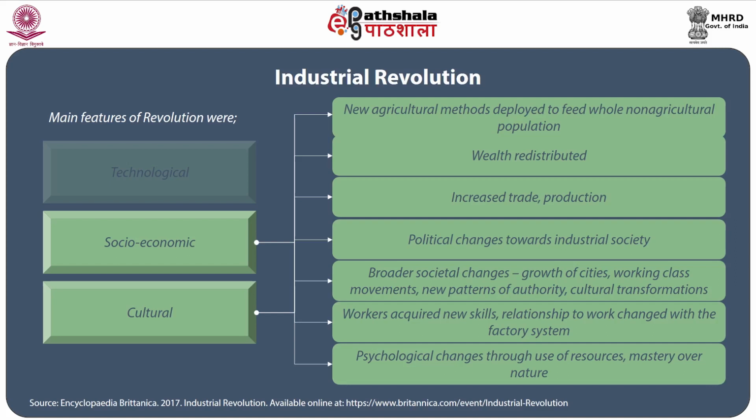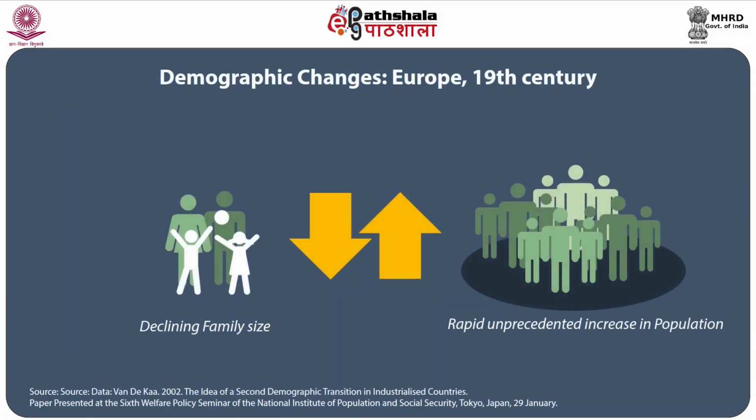Workers acquired new skills and their relationship to work also changed as they became incorporated into the factory system, no longer craftsmen. Psychological changes also took place as confidence increased through the use of resources and the mastery over nature. So, these are some of the things that led to the demographic changes noticed in Europe in the 19th century, like declining family size and a sudden increase in population, which was not experienced earlier.